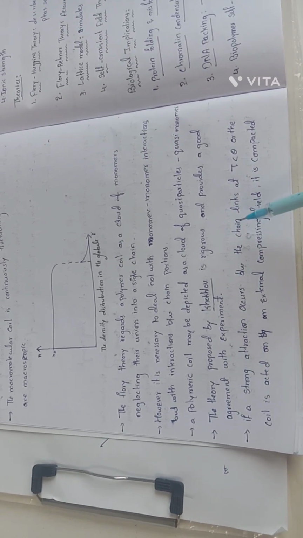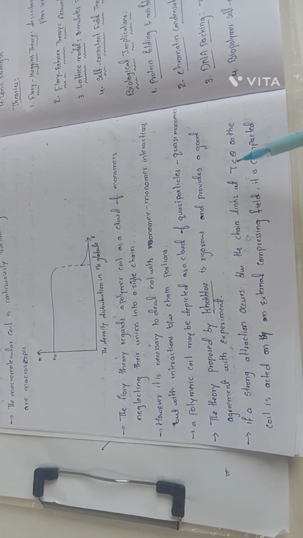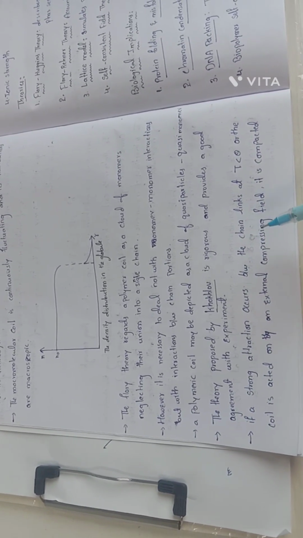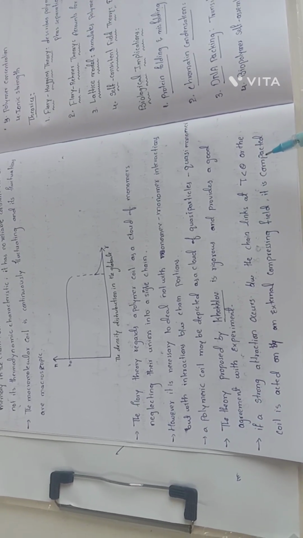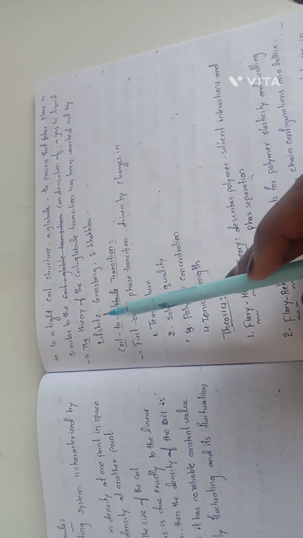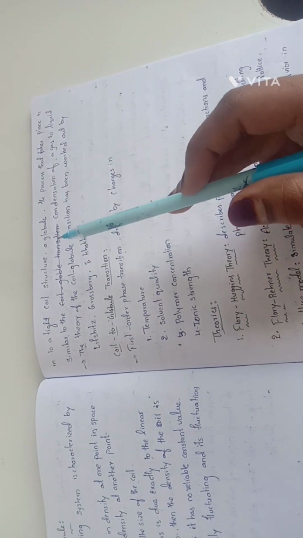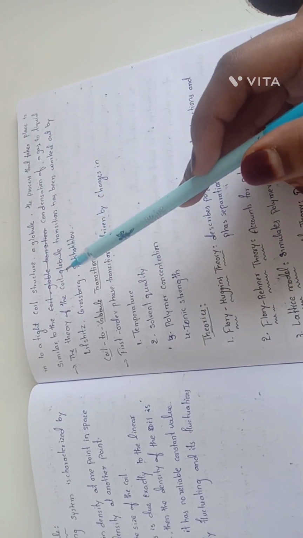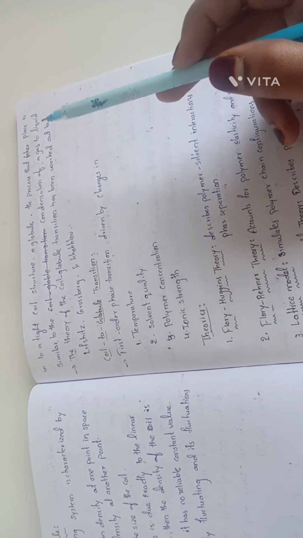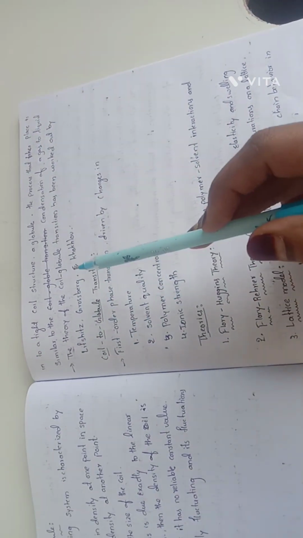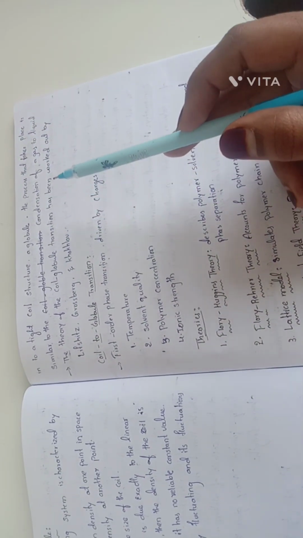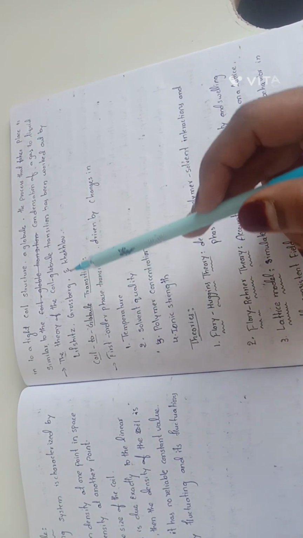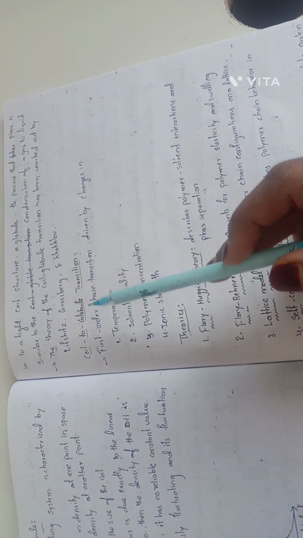If a strong attraction occurs between the chain links at temperature less than theta, or the coil is acted on by an external compressing field, it is compacted into a tight coil structure, a globule. The process that takes place is similar to the condensation of a gas to a liquid. The theory of coil-globule transition has been worked out by Lifshitz, Grosberg and Khokhlov.